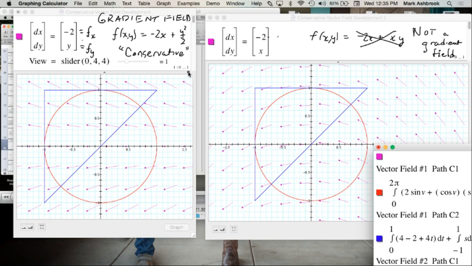Gradient fields are conservative because if you were computing the work around a loop, the sum of the work would be 0. You have conservation of energy. In other words, the work that the field does is the same as the work that the path puts back into it, right?